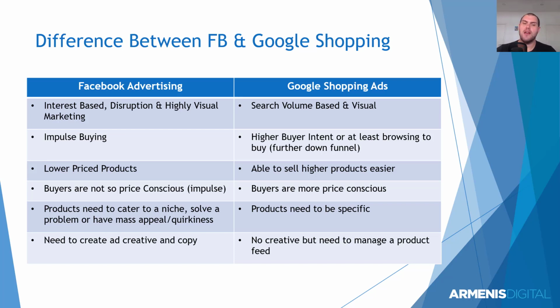Now, Facebook advertising, products need to either cater to a niche, solve a problem, or have mass appeal. Google Shopping ads, it's quite simple. Is someone searching for this? If so, then your ad will get displayed as long as you have all those essential elements I'm going to cover off. So you actually know before going in if there is demand or not for a product.